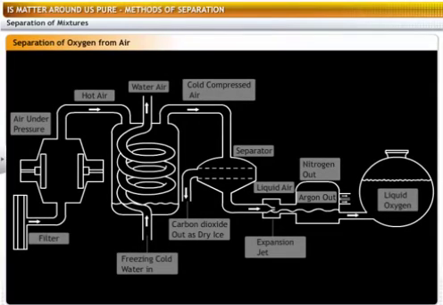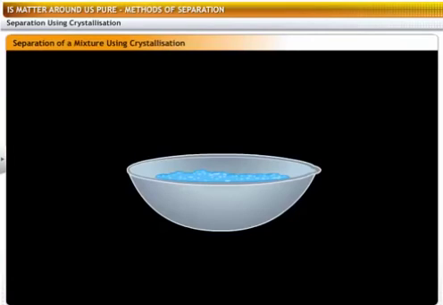If you want to obtain only oxygen gas from the air, separate out all the other gases and collect just the oxygen gas. The diagram shows you the apparatus that is used for separating oxygen from air.